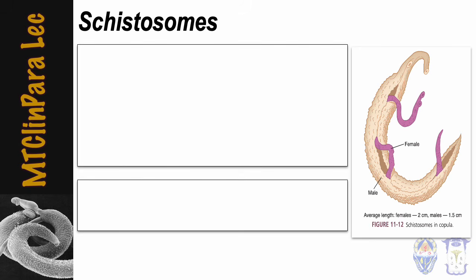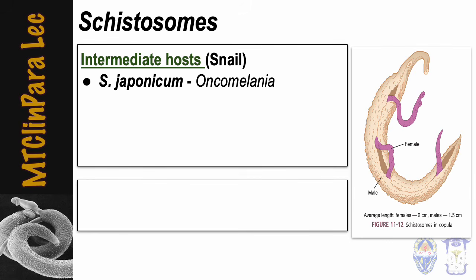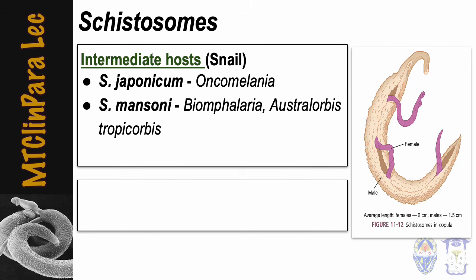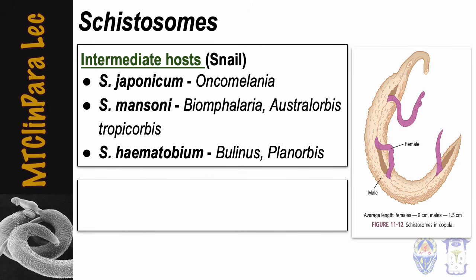For the intermediate hosts, kindly take note that schistosomes only require one, and that would be a snail species. For Japonicum, Oncomelania is their snail species, while for Mansoni, Biomphalaria and Australorbis glabratus, while for Haematobium, this is under the genus Bulinus or Planorbis. The mode of transmission is through skin penetration of infective fork-tailed cercaria.